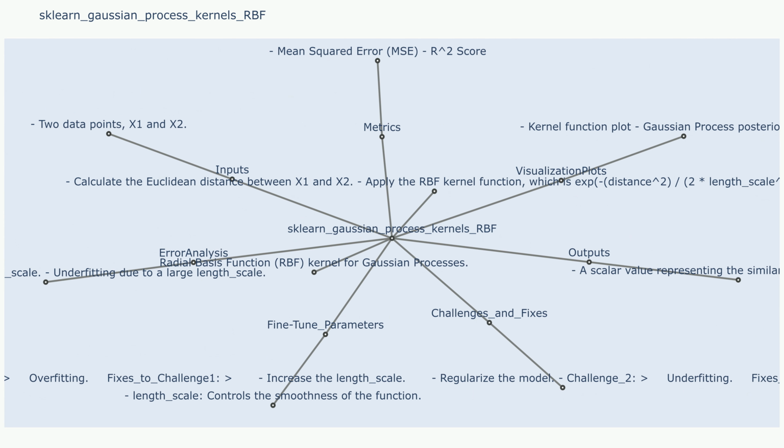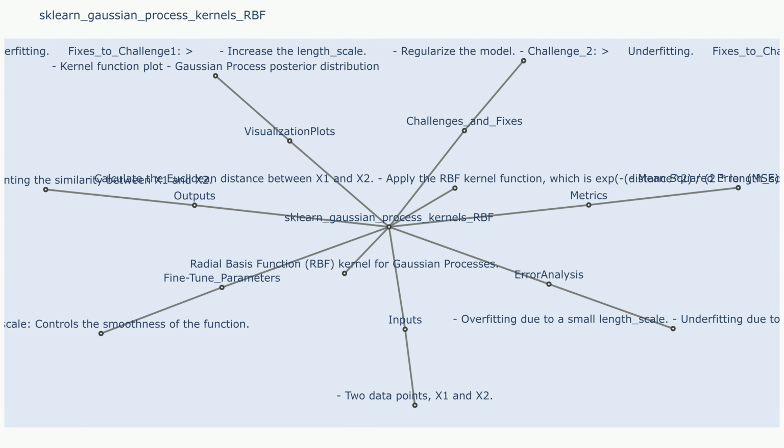Sample use case that resulted in challenge 1: a GP model with a small length scale parameter might predict very high values for points close to training data and very low values for points far away, even if the true relationship is smoother. Fixes to challenge 1: increase the length scale parameter or use cross-validation to find an optimal value.